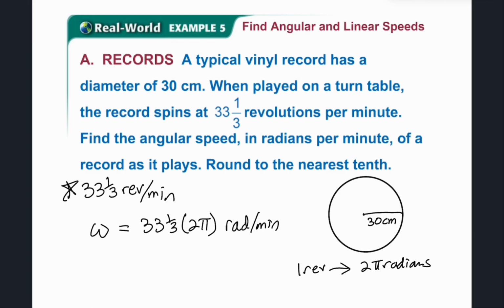Now 33 1/3 times 2 times pi, rounded to the nearest tenth, is 209.4 radians per minute. Now, I like the exact answer, that 66 2/3 pi radians per minute, but the instructions say round to the nearest, use 3.14 or your pi button on your calculator.